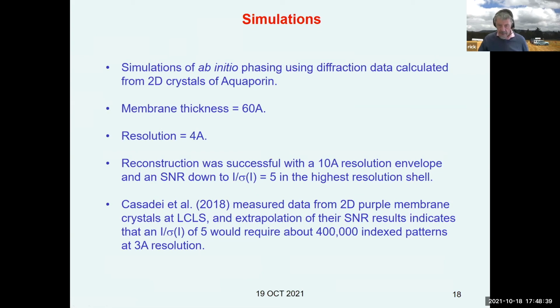And I've just got a note here. There's been some work by some people at PSI in Switzerland, and they measured diffraction data from 2D crystals of purple membrane, and analysing SNR, and extrapolating their results indicates that you could get this sort of signal level with about 400,000 indexed diffraction patterns if you're working at 3 angstroms resolution. So it looks feasible in terms of ab initio phasing from 2-dimensional crystal data collected at XFEL.